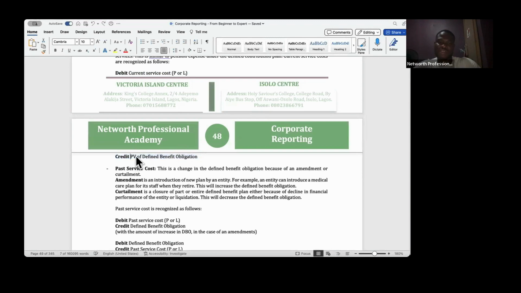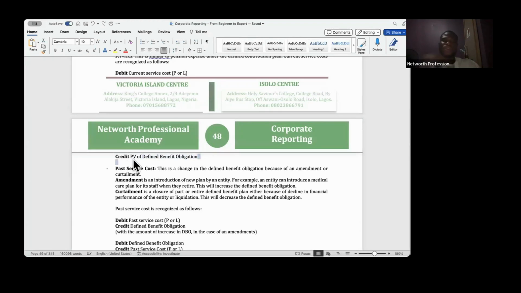The reason they call it PV is that the actuary usually uses discounting. They discount those future benefits to present value. So it's a defined benefit obligation. It's the obligation the entity has as a result of a defined benefit plan. That's why they call it defined benefit obligation. So you find me calling it DBO. When you hear me say DBO, this is what I'm talking about.